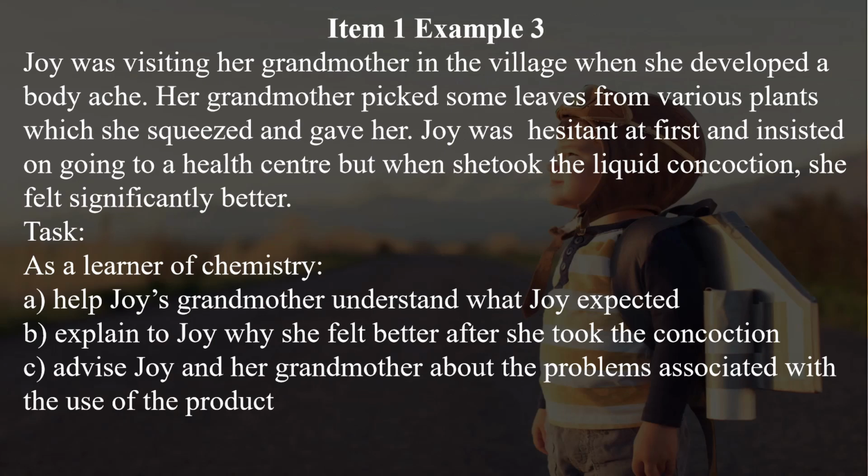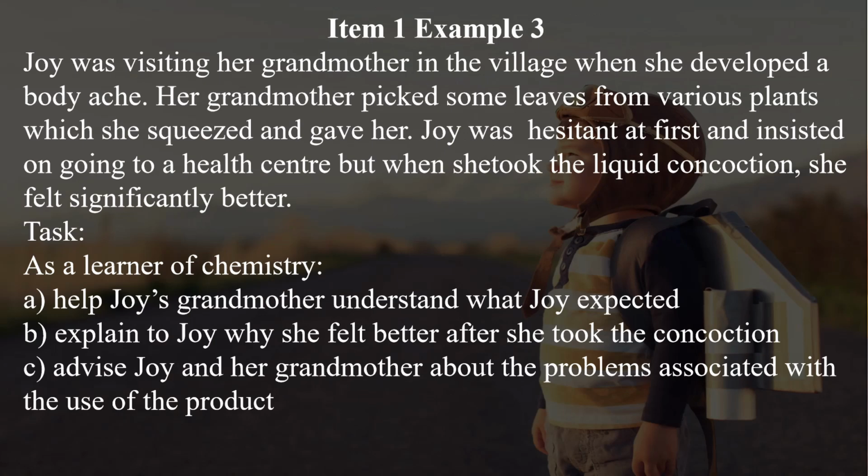Joy was hesitant and first insisted on going to the health center. If she was going to go to the health center, it means she was going to get a modern pain reliever, or a synthetic pain reliever that's been made by man. Now, the categories of medicine here are going to be traditional and modern medicine. So since it is a painkiller, we categorize according to painkillers or analgesics.